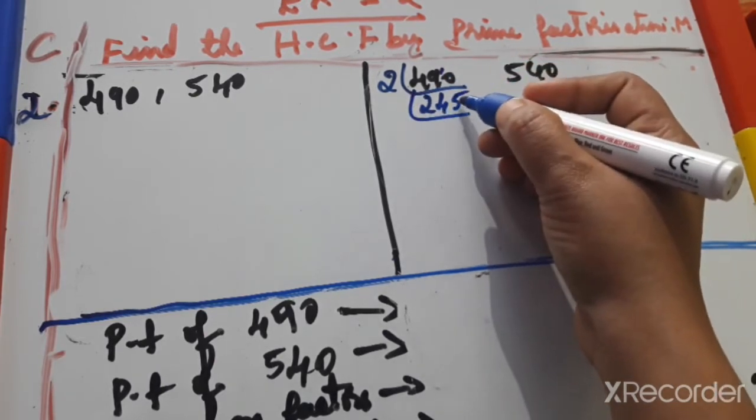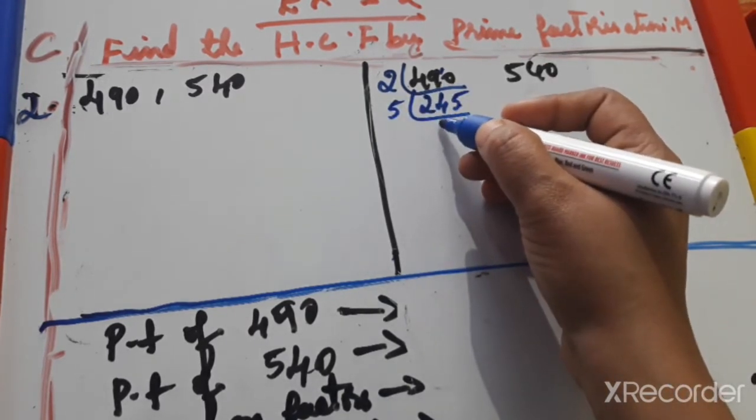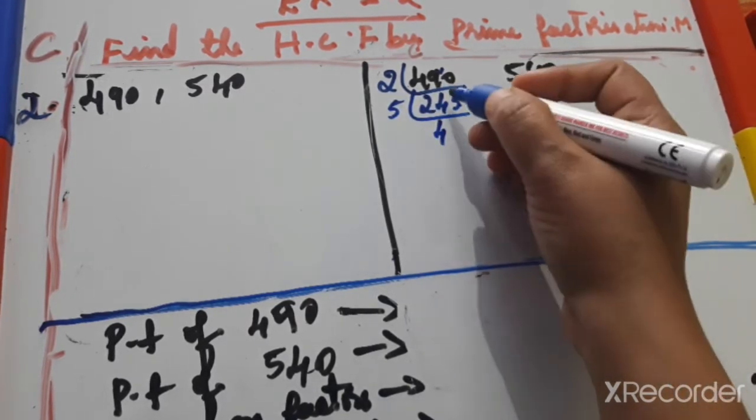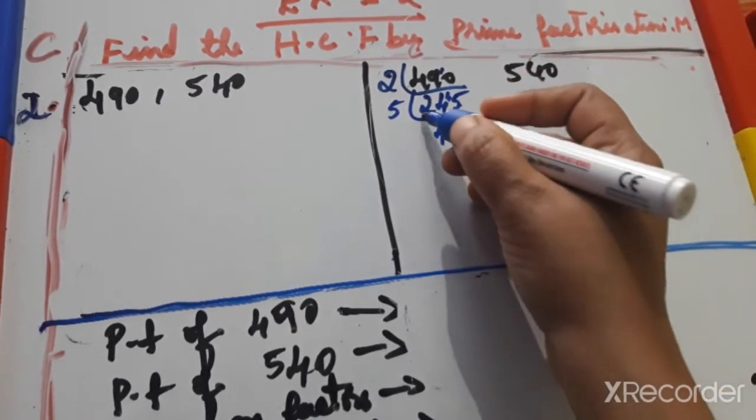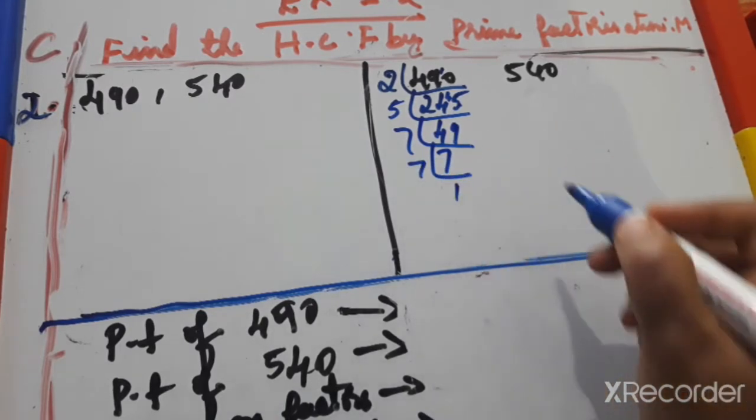Last number is 5 means it will multiply with 5 ones are tables. 5 24, 5 5s are 25. 5 4s are 20, 4 carry, 5 9s are 45. For 7 7s are 49, 7 is a prime number and 7 ones are 7.